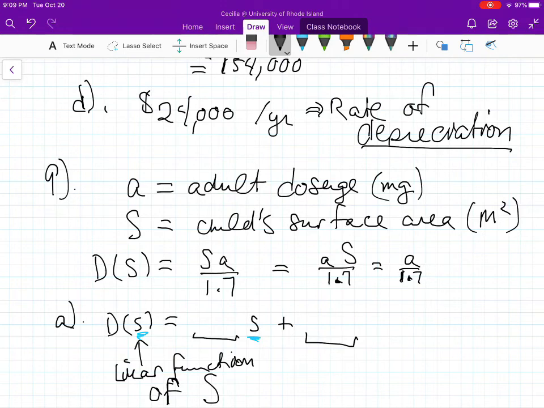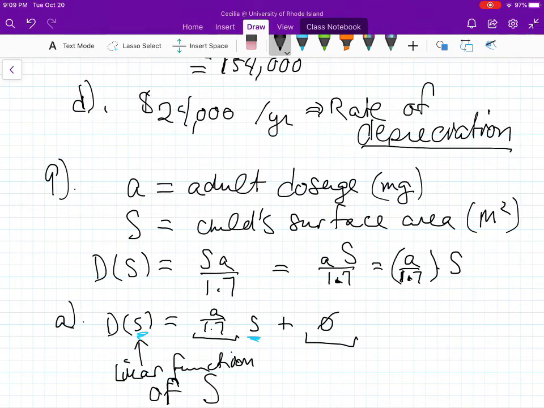And notice I can rewrite this function by flipping A and S around and then grouping A with the denominator 1.7 and pulling that out in front of S. So that's how I'm writing this as a function of S, a linear function of S, and I notice that there's no y-intercept.